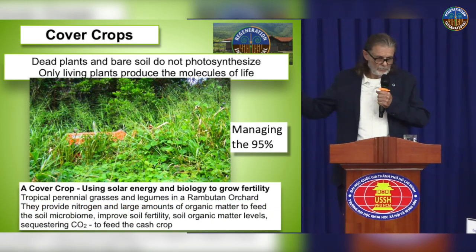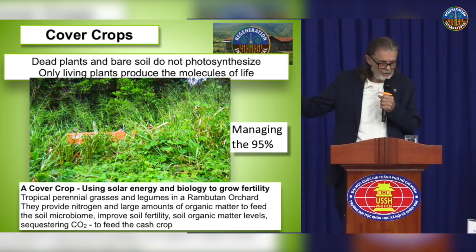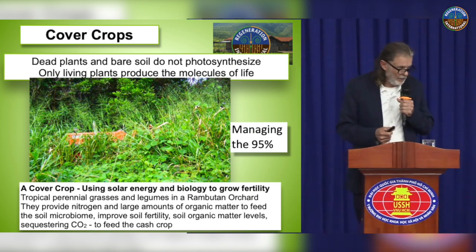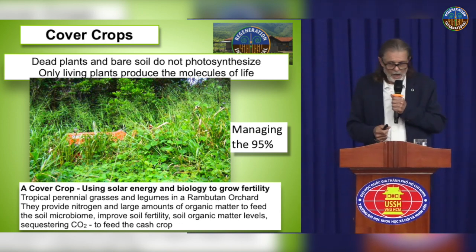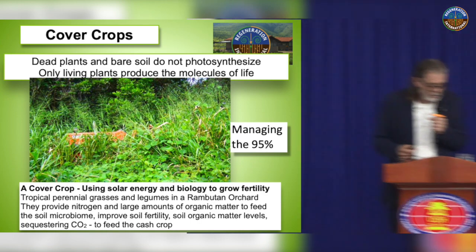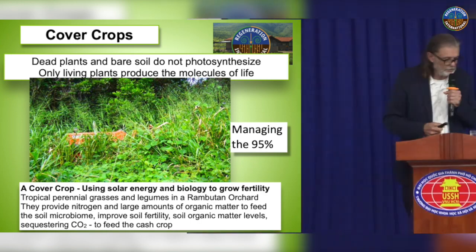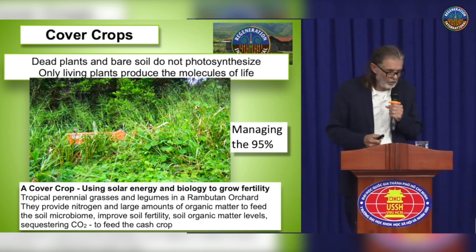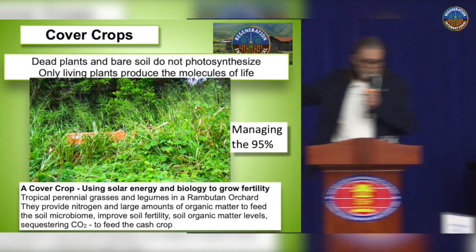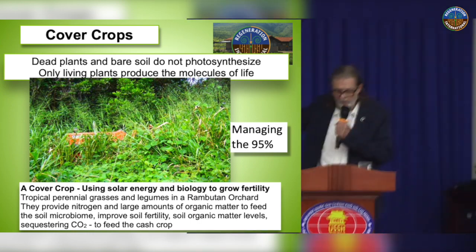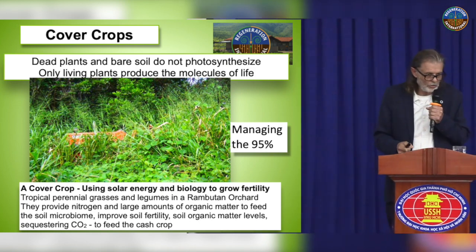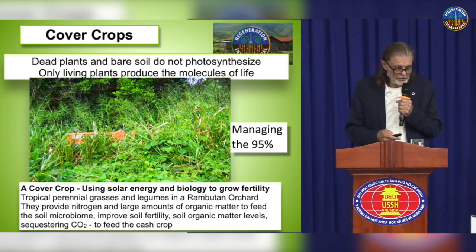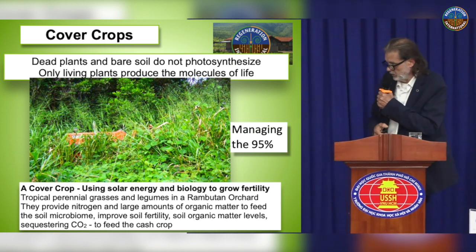And we use that now to grow fertility. So this is an example of our farm. My wife and I are organic farmers who have been farming organically for more than 50 years. And this is our rambutan orchard. And everybody thinks we're letting the weeds grow. We're very bad farmers. What are we doing? This is called a cover crop. And by using the products of photosynthesis, all those molecules now are going into the soil and feeding the soil microbes to build our fertility, so we don't need to put fertilizers on it.